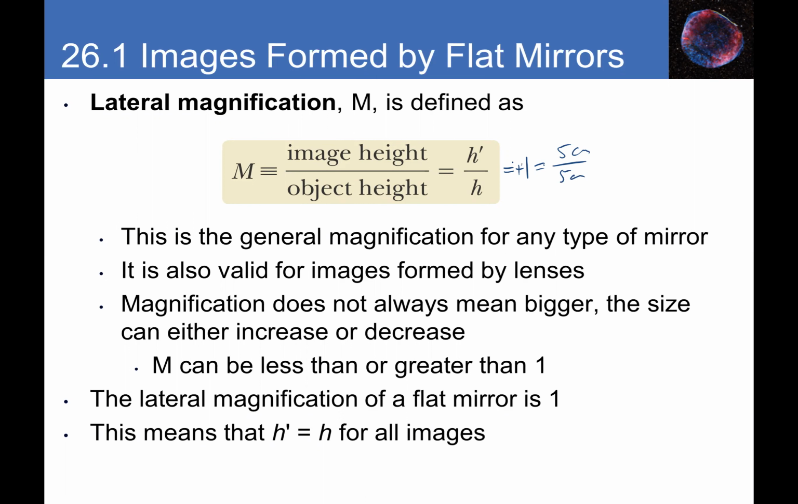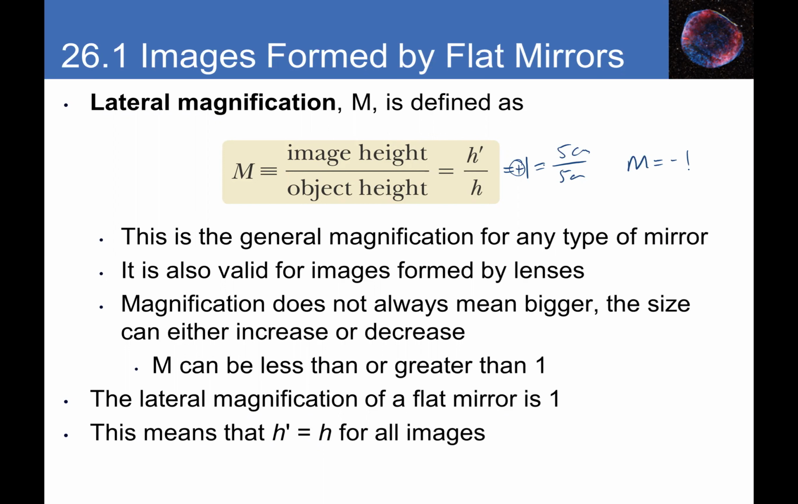So the +1 indicates that the image has the same orientation as the object. If I find a magnification of -1, it means the image is inverted compared to the object. That's why there's a plus or minus in front of the magnification, which also tells you the orientation. All right, so this is the general magnification for any type of mirror, and later on we're going to see that any type of lens will use this equation too. So magnification tells you if the image has a different size or a different orientation. It's also valid for images formed by lenses.